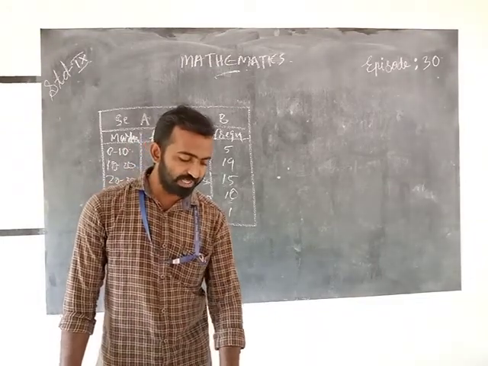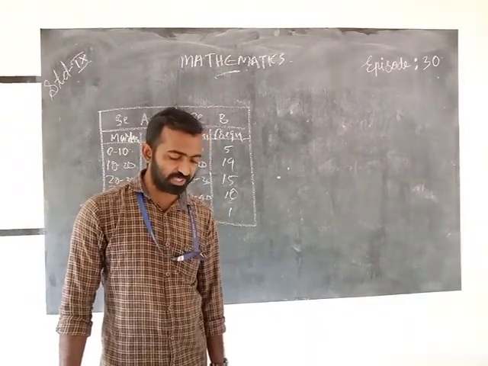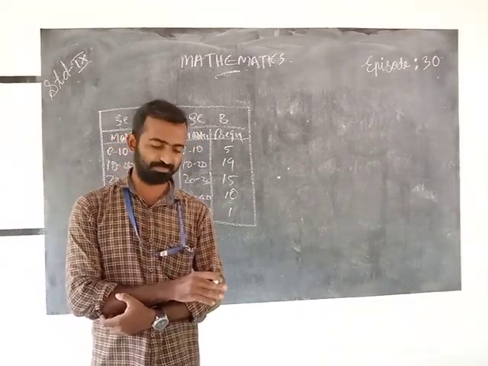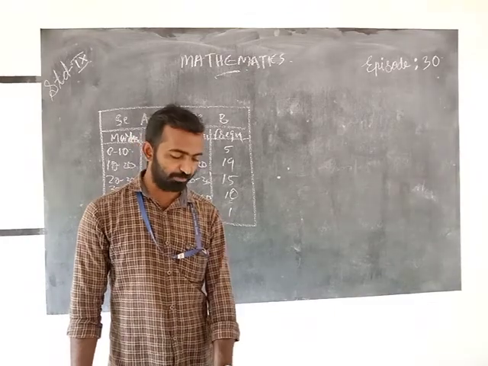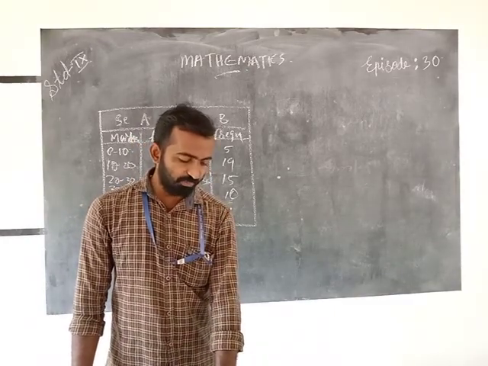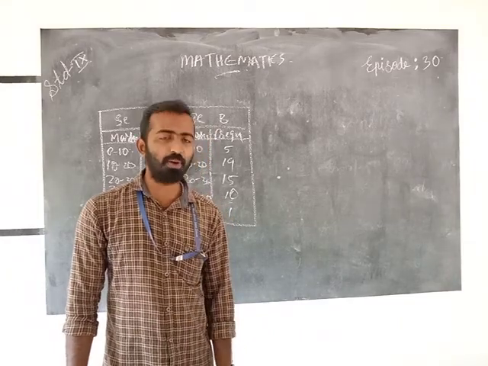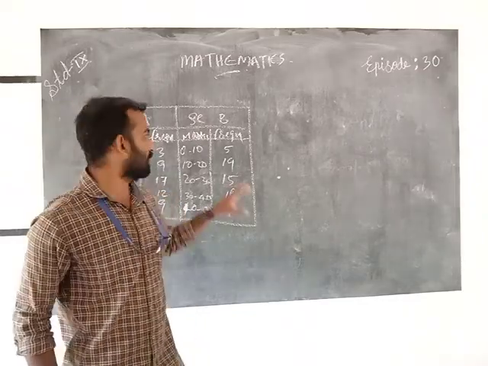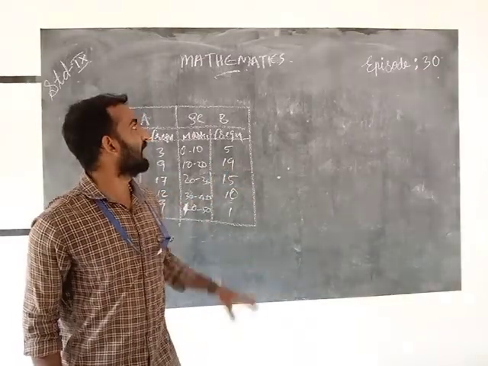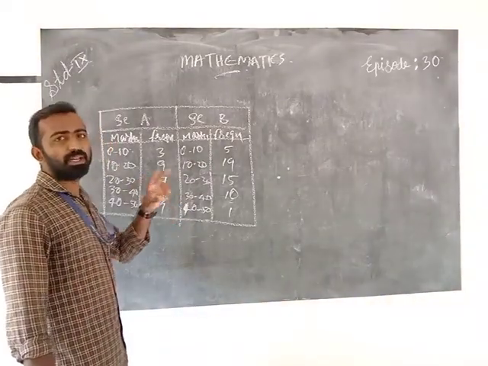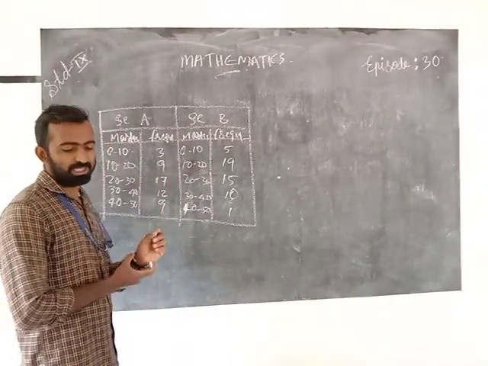The question is: represent the marks of the students of both the sections on the same graph by two frequency polygons. From the two polygons, compare the performance of the two sections. We want to make the frequency polygons, and next we also want to compare these two frequency polygons.